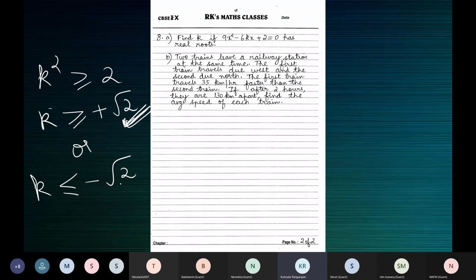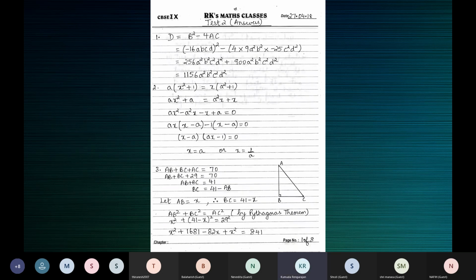Similarly, less than or equal to minus root 2, so less than or equal to minus 1.4. Values like minus 2, minus 3, minus 4, minus 5 are all less than minus 1.4. So for the values between root 2 and minus root 2, it will have unreal roots. Represented here. Let me just see.